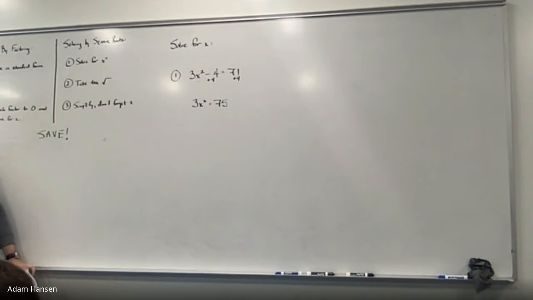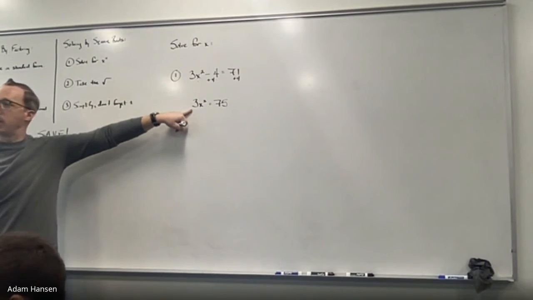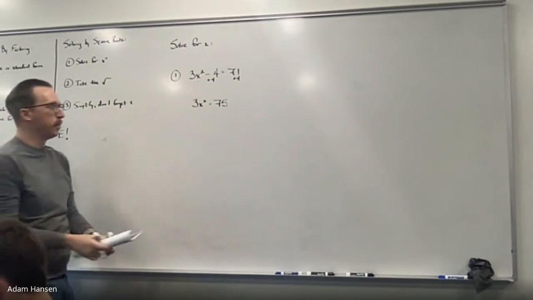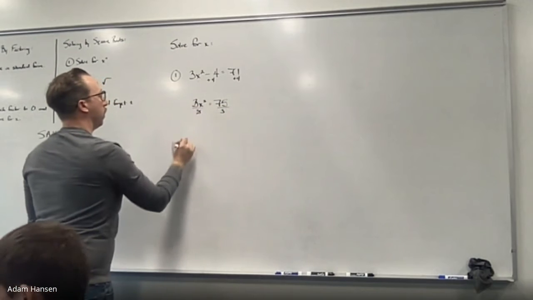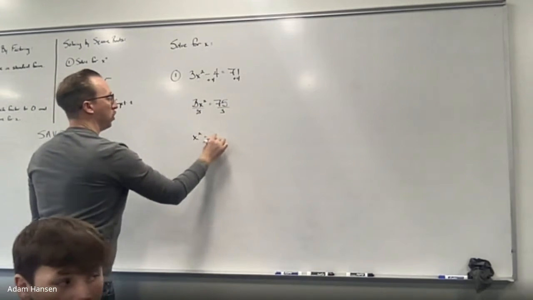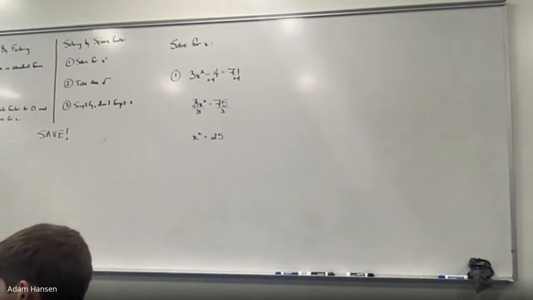3x squared equals 75. I still don't have x squared by itself because I have 3 times x squared. So what cancels out multiplying by 3? Divide both sides by 3. x squared equals 25. Objective 1, x squared is now by itself. I have x squared equal to some number.